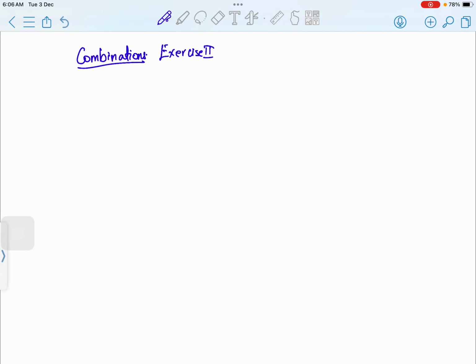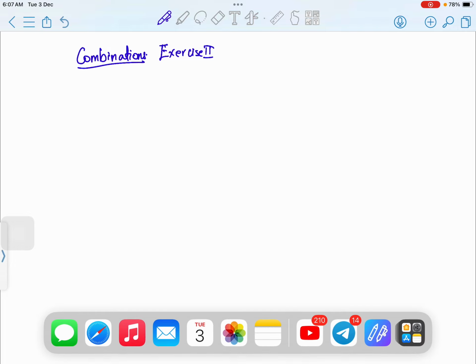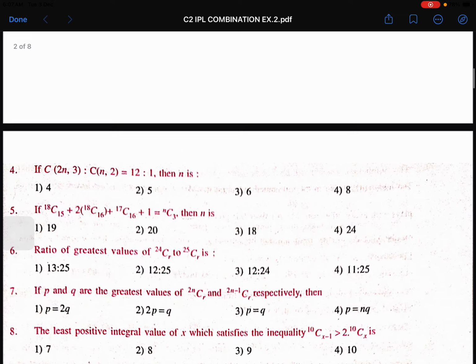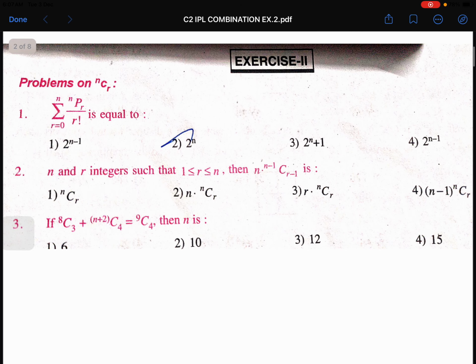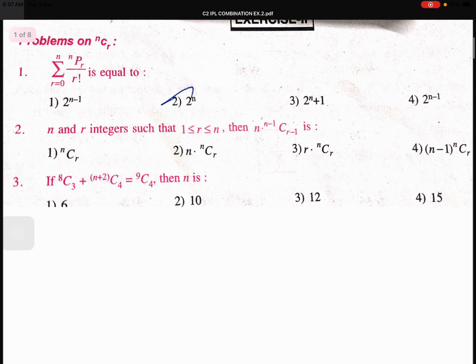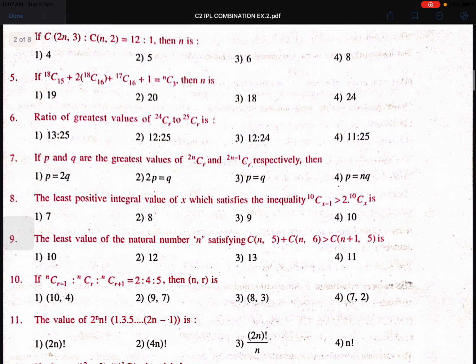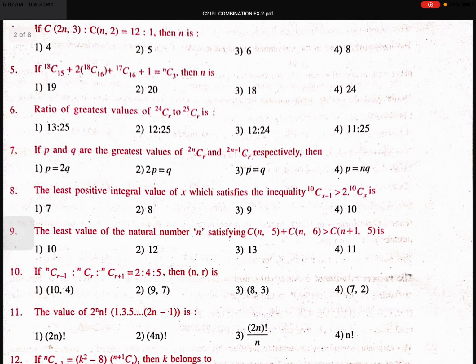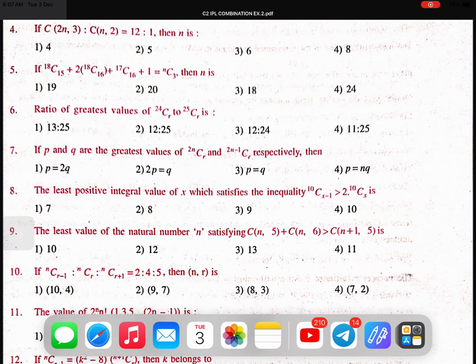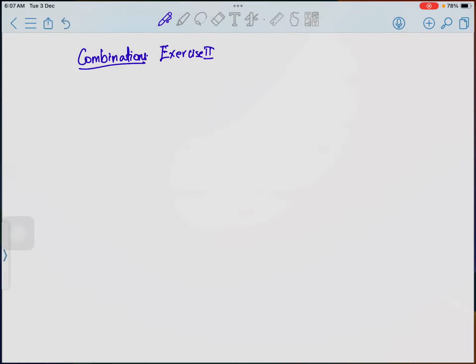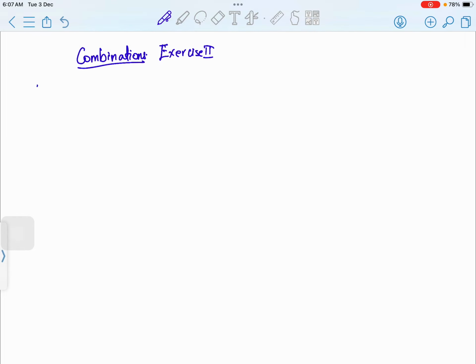Good morning students. In today's class we are going to see problems based on combinations, that too from Exercise 2. So basically we will cover only the problems based on nCr. What is the nCr formula, the nCr minus 1 formulas and their relation, greatest value, least value, largest term, greatest term and all. So first, before getting into that, we'll recall the basic formulas we need.